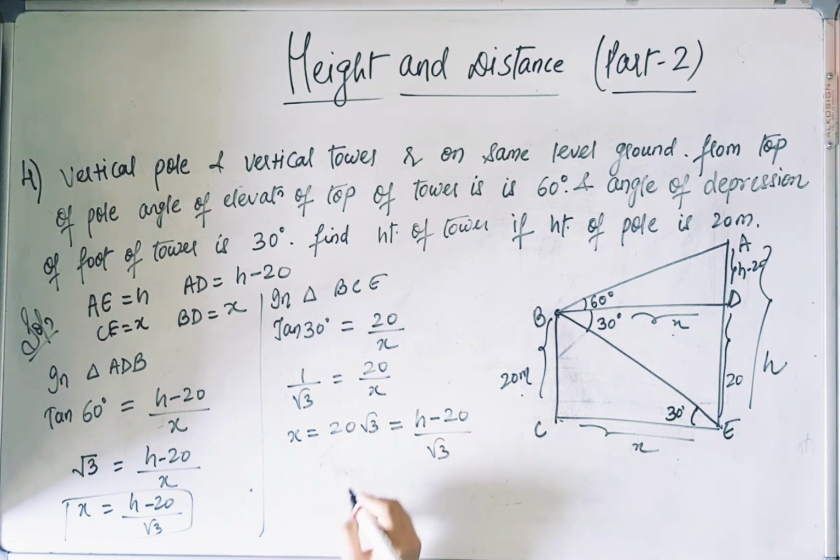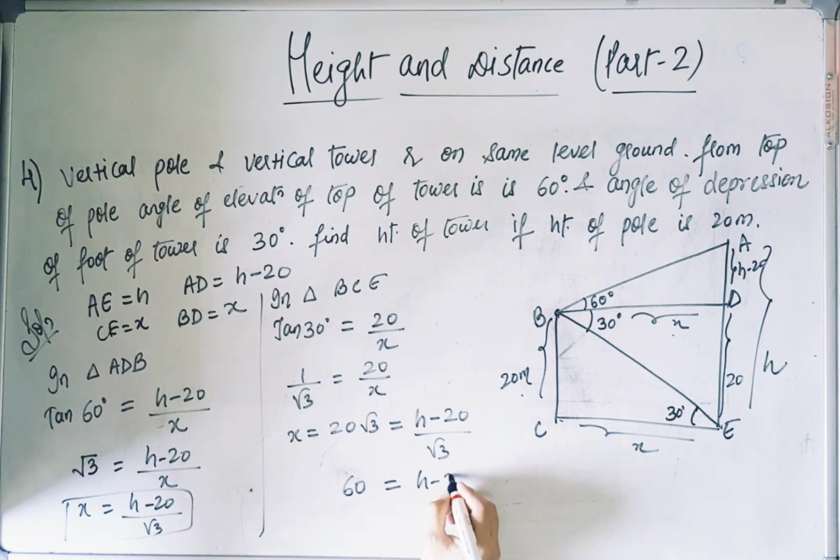So when we solve it, because we know x is equal to this, root 3 into root 3, 3 into 20, 60. So 60 is equal to h minus 20. Thus the height of the tower will be 80 meter. So this is how I've explained how we can draw a diagram by reading the question, and it makes our question very simple and very easy.